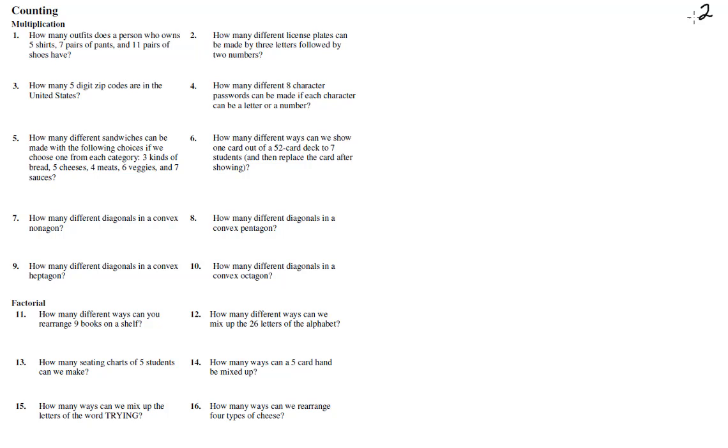Okay, here we are on page 2 where we're going to talk about counting. Real counting. Counting in a much quicker way than you've ever done before. How many outfits does a person who owns 5 shirts, 7 pairs of pants, and 11 pairs of shoes have? Yes, we're assuming they all match.